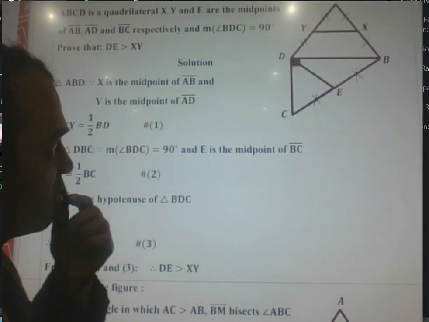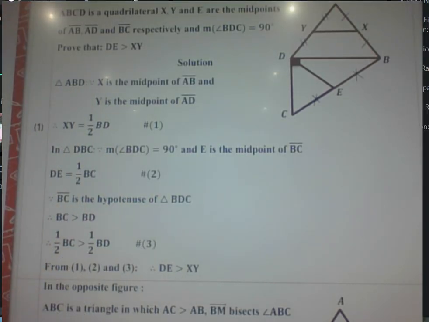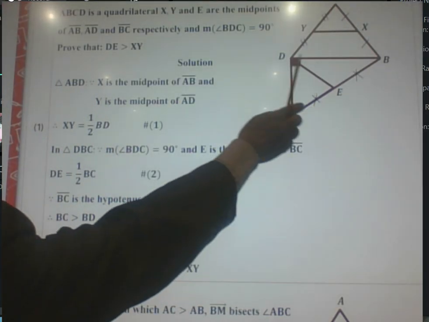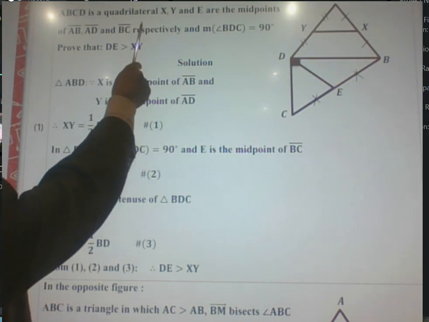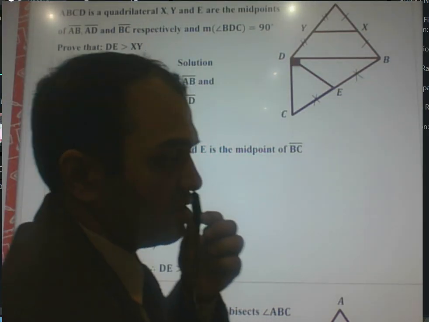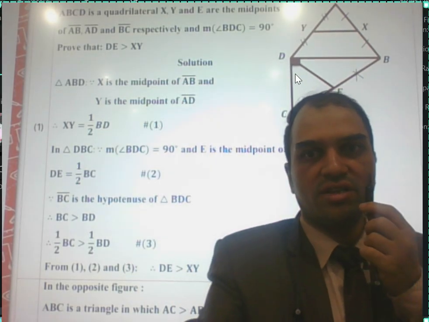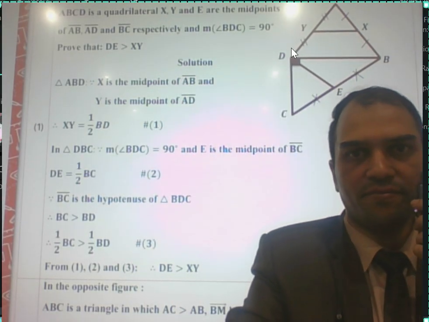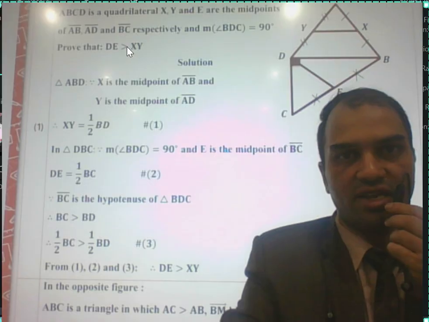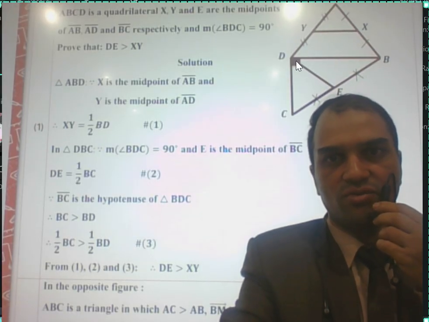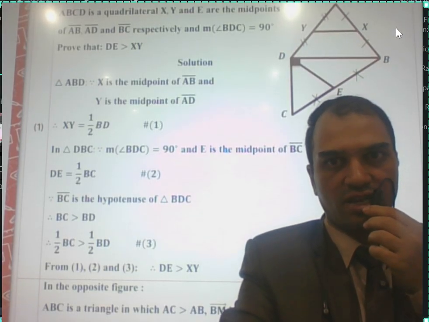Look with me at the famous questions. Okay, they come in the exam all the time like this. We have ABCD is a quadrilateral. X, Y, and E are the midpoints. Look here, X, Y, and E are the midpoints here. Okay, prove that DE is greater than XY.